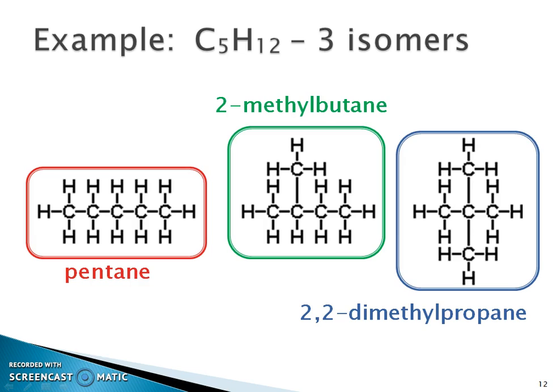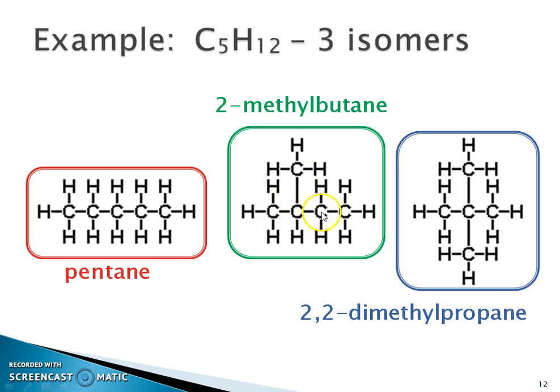So if we look at molecules that have 5 carbons and 12 hydrogens, now we have 3 isomers because we have the longest chain of pentane. But we can take one of those attachments and move it somewhere else. Now notice, I cannot take this carbon and attach it to this first carbon. If I do, the longest chain would still be 5 carbons together. So we have to take that carbon and attach it to the second carbon to make a difference.